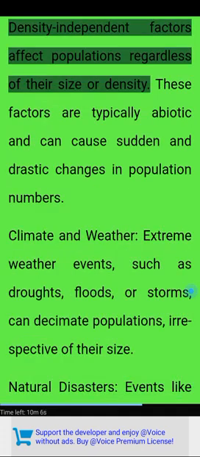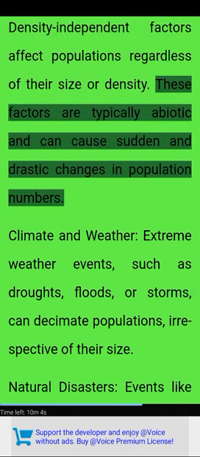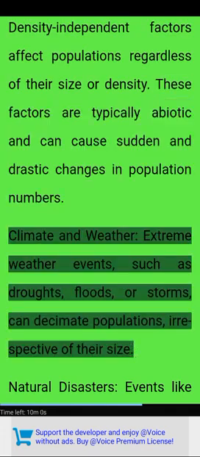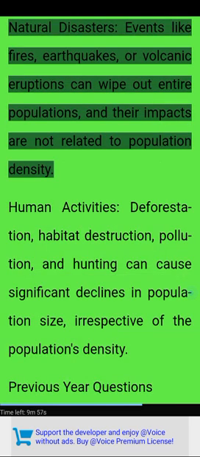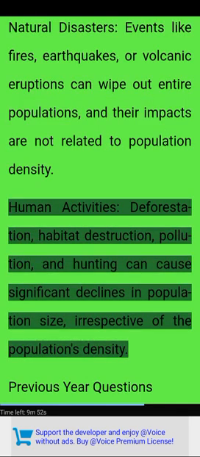Density-independent factors. Density-independent factors affect populations regardless of their size or density. These factors are typically abiotic and can cause sudden and drastic changes in population numbers. Climate and weather. Extreme weather events, such as droughts, floods, or storms, can decimate populations, irrespective of their size. Natural disasters. Events like fires, earthquakes, or volcanic eruptions can wipe out entire populations, and their impacts are not related to population density. Human activities. Deforestation, habitat destruction, pollution, and hunting can cause significant declines in population size, irrespective of the population's density.